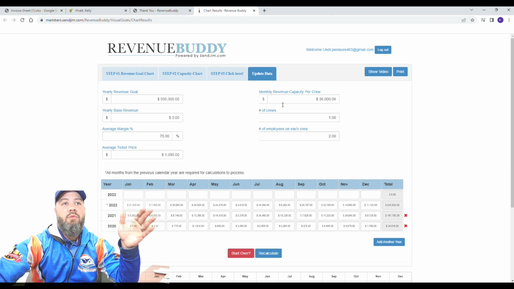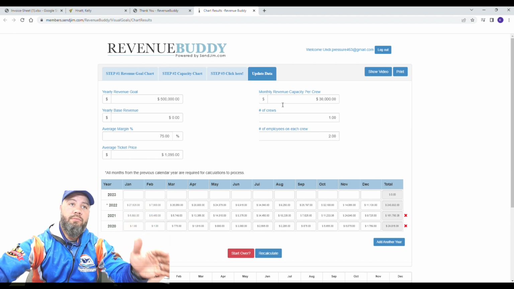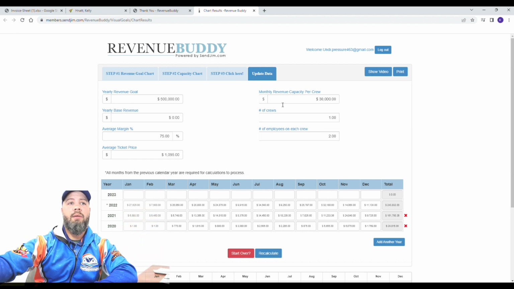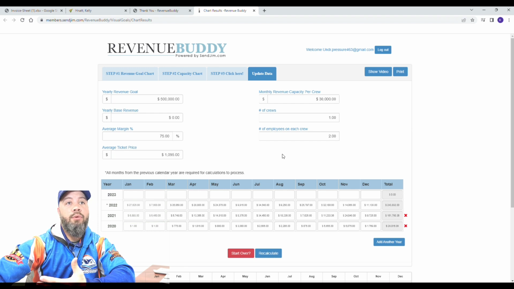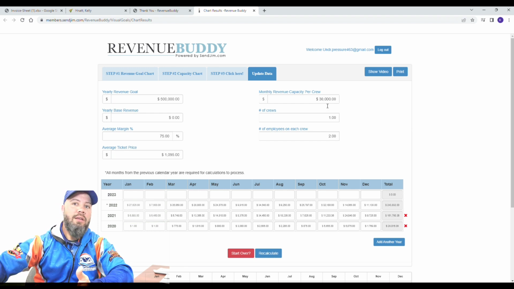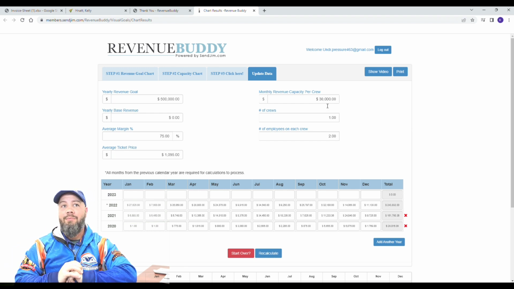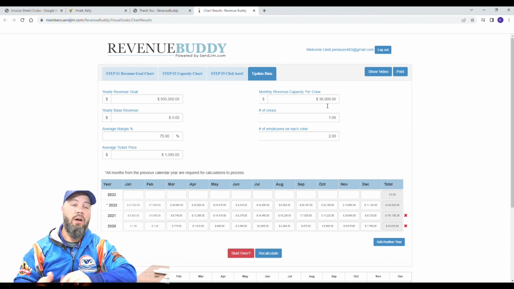What is your monthly revenue capacity per crew, and how big is your crew? So you have to establish that. We say one crew for us is 2 employees, it's 2 technicians, a lead tech and an assistant tech. What is their capacity per month for them to be able to produce? How much income can they produce? So $30,000 is going to be the max for 1 truck, 2 technicians for us at this time.